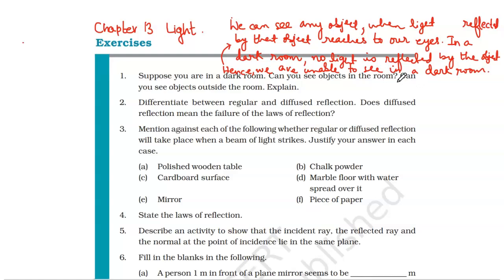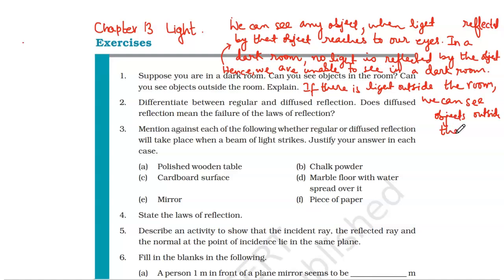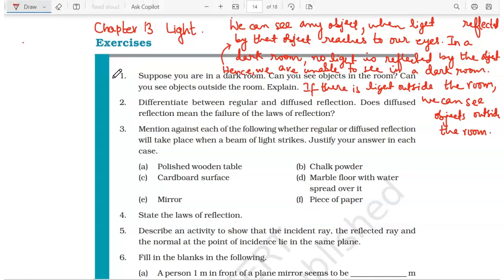Now, next question is, can you see objects outside the room? Yes, if there is light outside the room, we can see objects outside the room. Clear to everyone? Okay, so the first question is done.